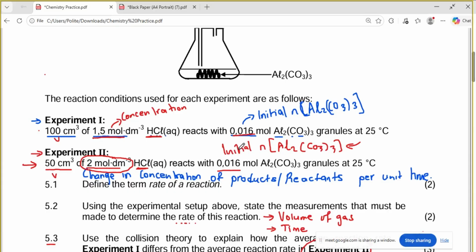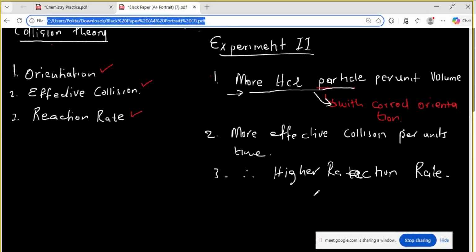Which one will melt first? The one that is hot. You understand? So the one that is hot, this tells you that it has more effective collision per unit time, because there is a higher reaction rate, because the water has a higher temperature. This is what is going on here. Do you guys understand? Yes, sir.